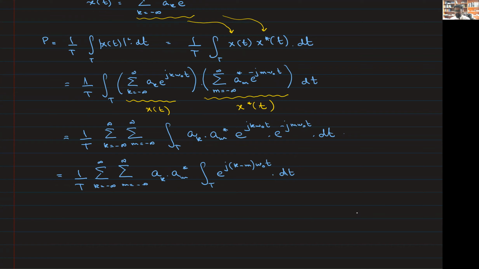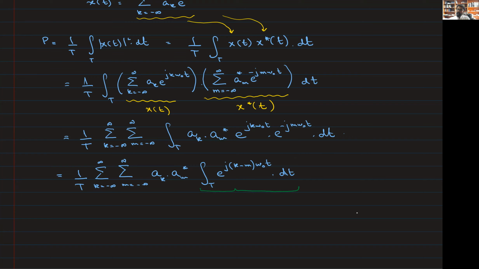Any questions here? If I multiply e raised to power j k omega naught t times e raised to power minus j m omega naught t, the powers just add up, right? So this is what I get: the integral over one period of e raised to power j times (k minus m) omega naught t. Any ideas of what this is equal to? This is something we've done earlier when we were deriving the analysis equation. So what do you think this is? This should be the delta function, right? Delta km. Excellent, Hassan.